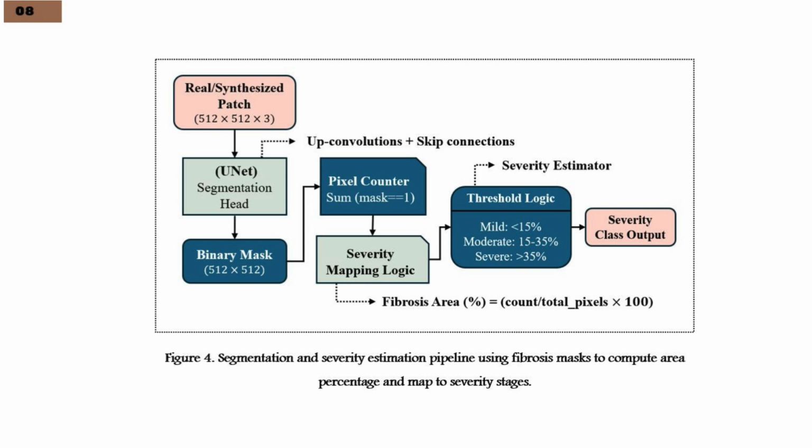In this slide, you can see the segmentation and severity pipeline. After completing the synthesis process, both real and generated images are passed through a segmentation pipeline. A UNet-based model identifies fibrosis regions at the pixel level. The resulting segmentation masks are then used to compute the fibrosis area percentage, which forms the basis for severity estimation and provides a numerical value as the fibrosis area percentage.